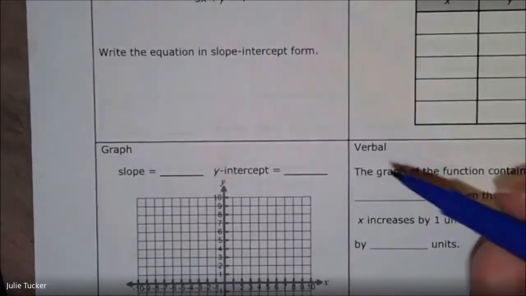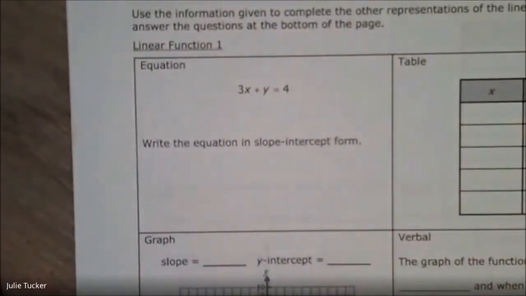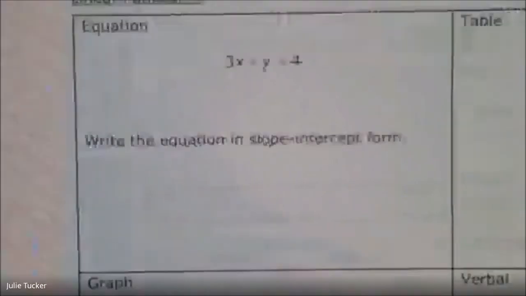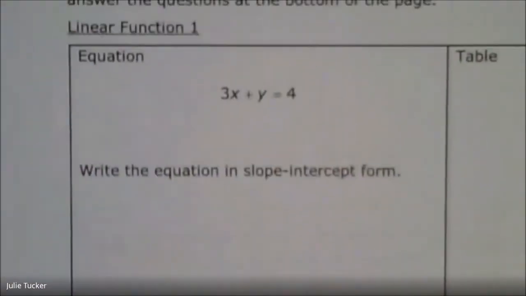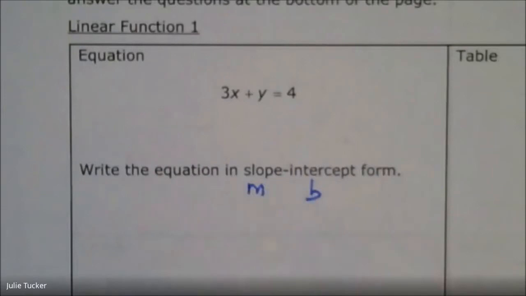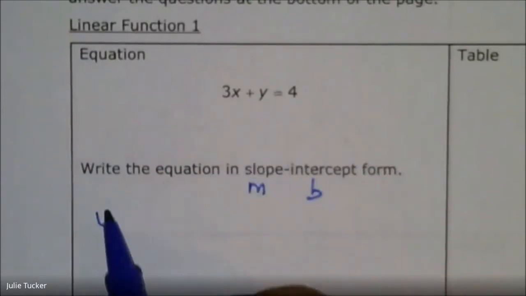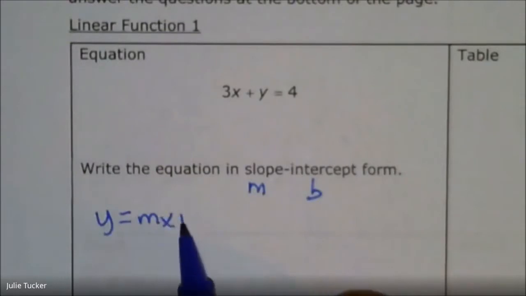So let's zoom this in a little bit. So this first question says, write the equation in slope-intercept form. Do you remember what slope-intercept means? No. Slope is m, and your y-intercept is b. So this is asking you for y equals mx plus b form.